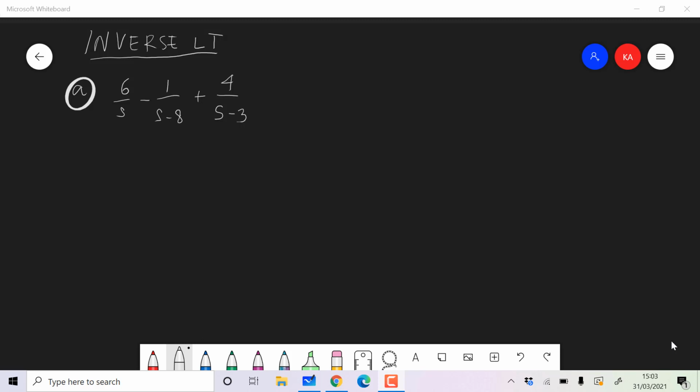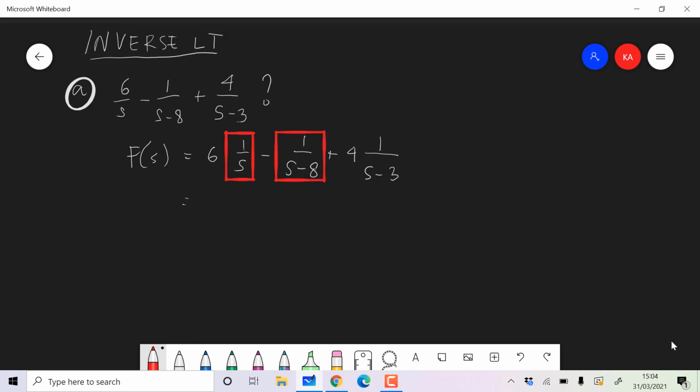Okay, for example, this is equation number one: 6 per s minus 1 per s minus 8 plus 4 per s minus 3. How do we get the function? What is the inverse of this equation? We have to write it like this: 6 multiplied by 1 per s, minus 1 per s minus 8, plus 4 multiplied by 1 per s minus 3. Each of these is a common form of the Laplace transform.